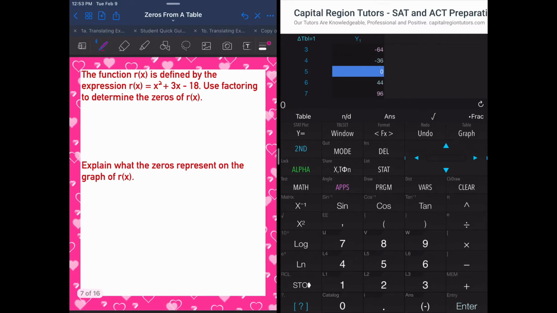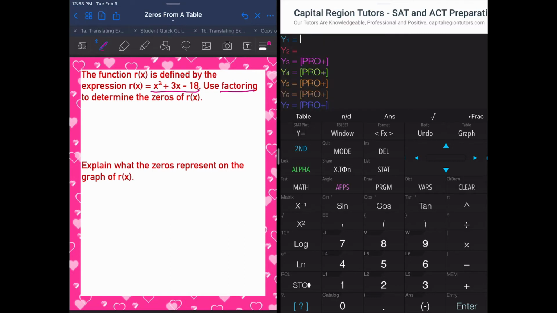Let's do another one. This one is not multiple choice, but that's okay. It gives you a function. We've seen stuff like this before, and it says to use factoring. I'm going to show you a way to get around this. It's kind of like a cheat, but it's totally allowed and legal.